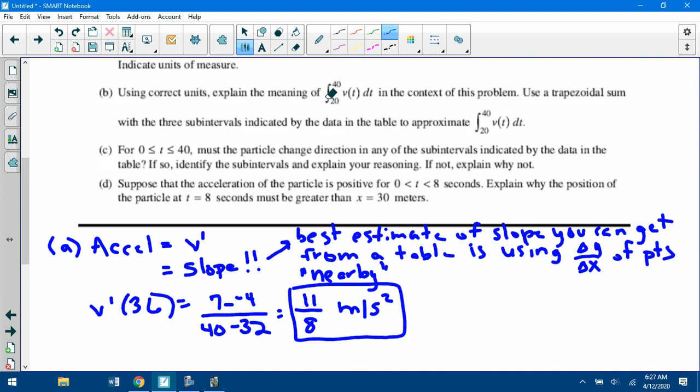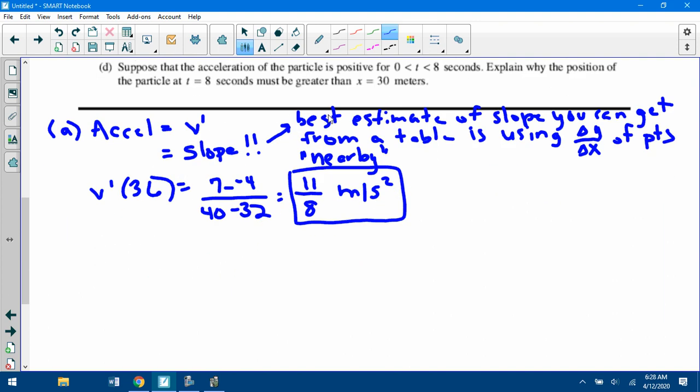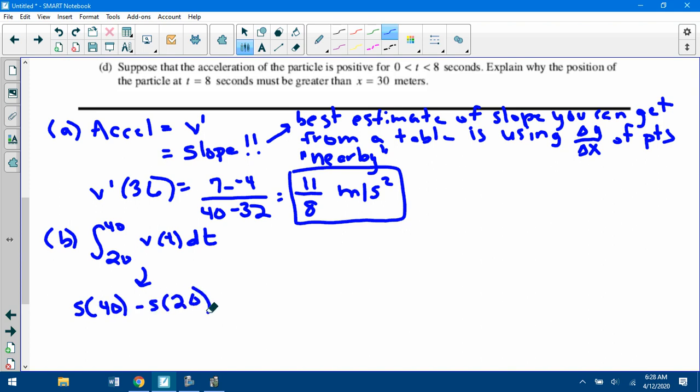Okay, integral of velocity. So the integral from 20 to 40 of v of t dt. If you take the integral of velocity, what do you get? You get position. So using the fundamental theorem, the antiderivative of velocity is position. So this would be the position at 40 minus the position at 20. When you think about it like that, it might make it a little bit more obvious what it means.